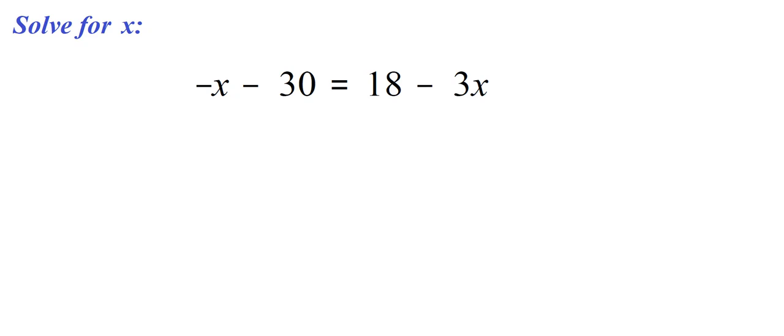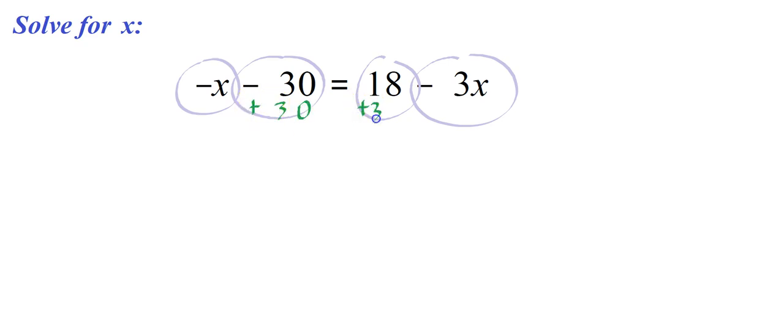So in this case, it might be useful to think, okay, these are the terms and their operators. We've got minus x, minus 30, 18, minus 3x. If we start thinking like that, we will look at the constants first. So we've got minus 30 and 18. Which one is the least value? Well, minus 30. So let's cancel the minus 30 by adding 30, and we do that to both sides.